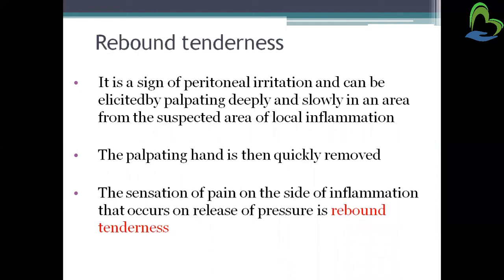So what is rebound tenderness? It is a sign of peritoneal irritation and can be elicited by palpating deeply and slowly in an area away from the suspected area of local inflammation. The palpating hand is then quickly removed. The sensation of pain on the side of inflammation that occurs on release of pressure is called rebound tenderness. We can easily see it in a patient with appendicitis.